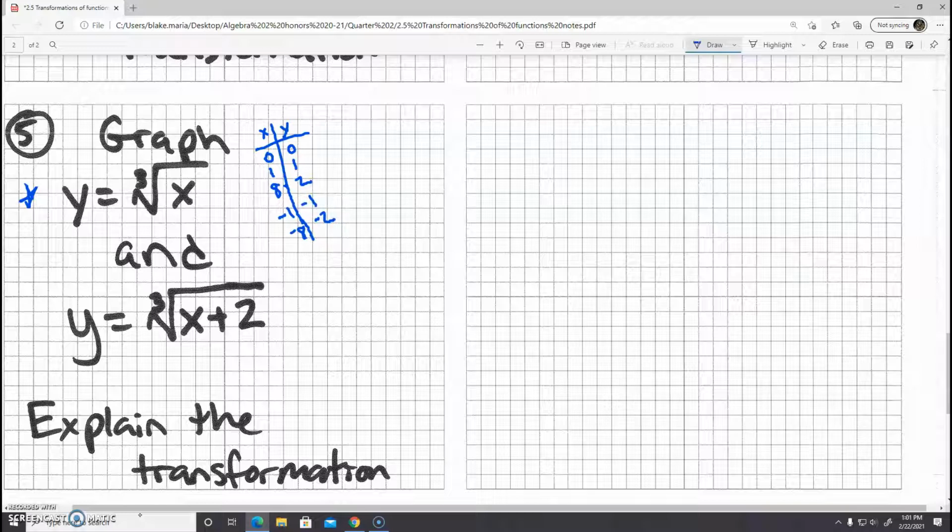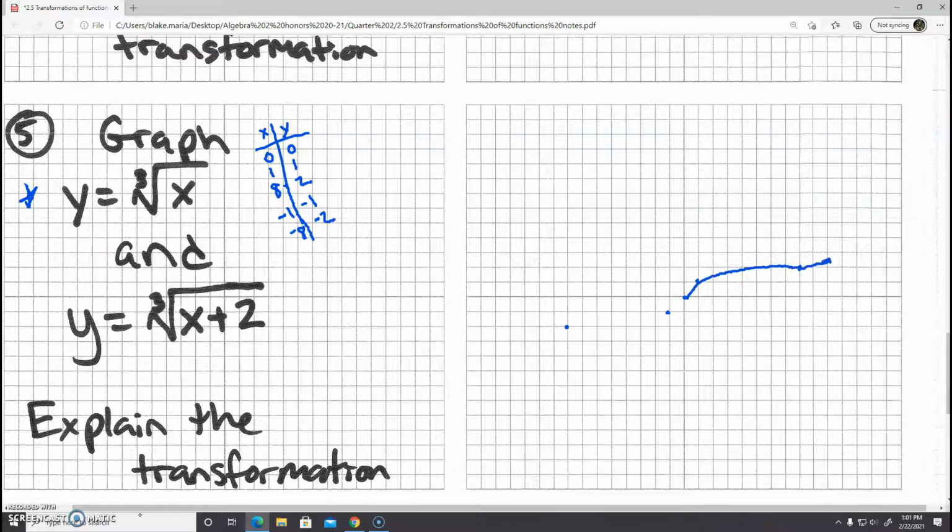All right, so let's graph. 0, 0, 1, 1, 8, 2, and the negatives. So notice it's going to be an S curve, but it's going to be going the other way. Instead of hugging the y-axis, now it's kind of hugging the x-axis. Here we go. So it's just a little S curve going the other way.